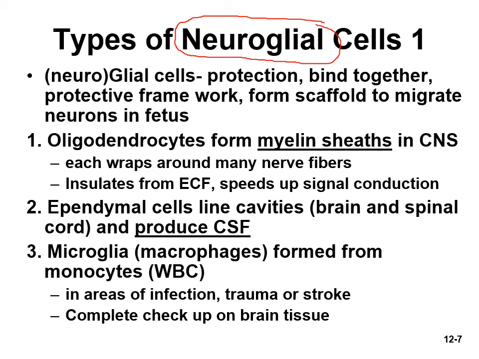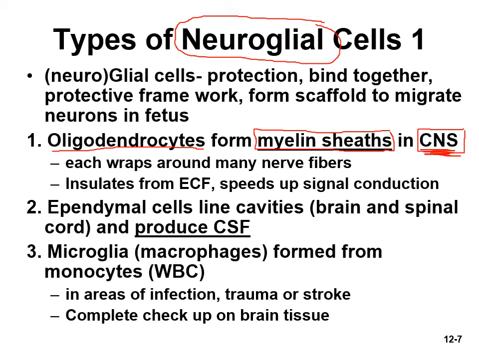So let's go ahead and start off with the oligodendrocytes. They are going to be doing myelination, so they're going to form that little myelin sheath, that little wrapping on the axon, but they're only going to do it in the central nervous system. So the oligodendrocytes are an example of glial or neuroglial cells that form myelinated sheaths, wrapping around the axon in the central nervous system. It's important to point out central nervous system because in a little bit I'm going to show you the cell that does that work in the peripheral nervous system.